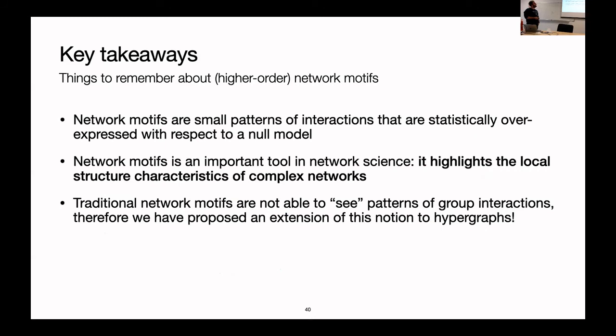So what are the key takeaways from this network motif and higher-order motif work? Network motifs are small patterns of interaction that are overexpressed with respect to a null model. They are really important to network science because they allow us to highlight the local structure of complex networks, to understand the building blocks of networks, the circuits that compose them, and maybe how they are related to their functionality. Traditional motifs are not able to see patterns of group interaction because they work on pairwise links.